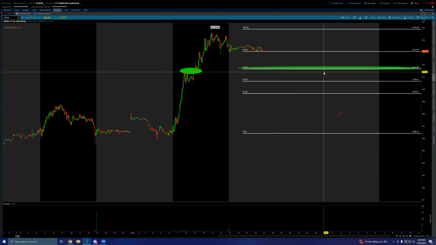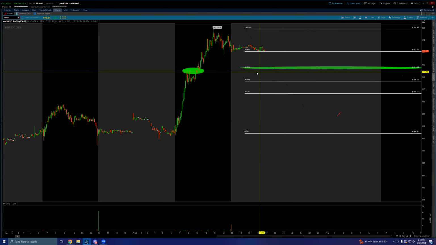So if you're using this level as a pullback entry for a longer term trade, there's no way I'm stopping out if we break below. It just makes no sense. But if you're using this level as a scalp or a day trade, yeah, you've got to stop out right below it. 5-15 minute close below this level, you've got to get out. Does that answer your question?